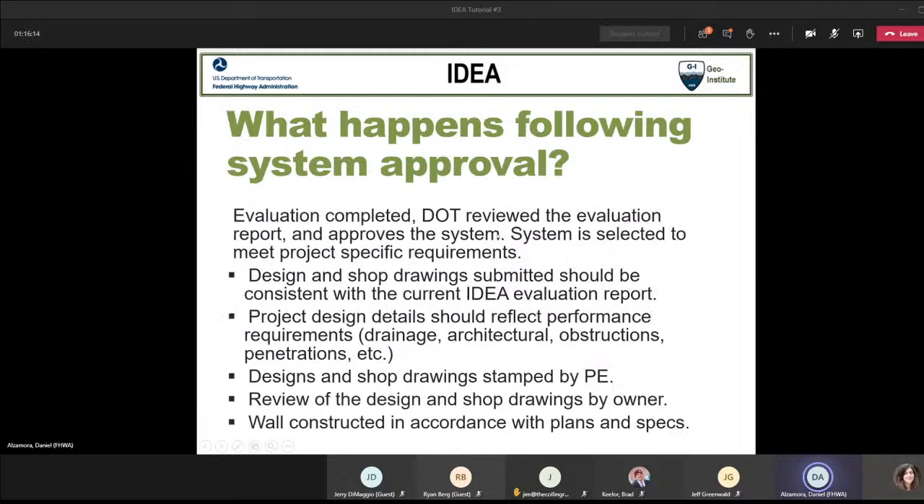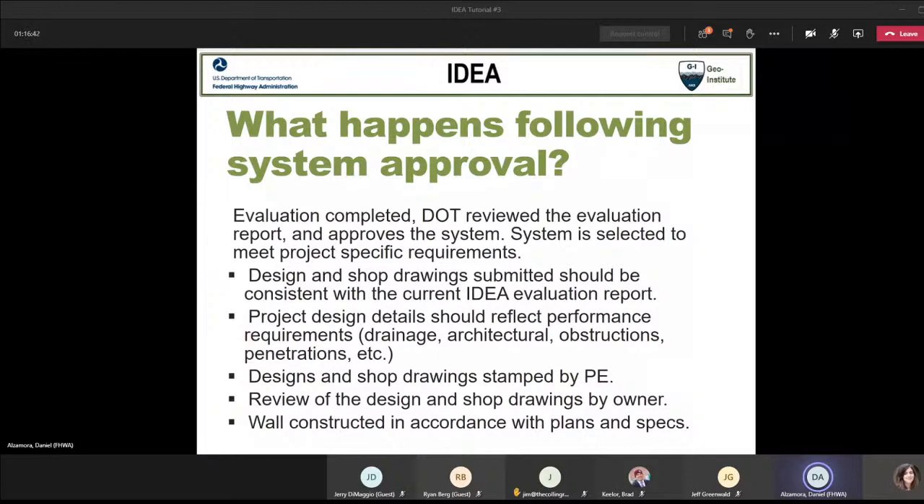So what happens after the systems are through the approval process? You've completed the evaluations. The DOT has reviewed the evaluation reports. The DOT or the owners have approved the system for use, and the system has been selected to meet the project-specific requirements by a consultant or a contractor in a given project, right?